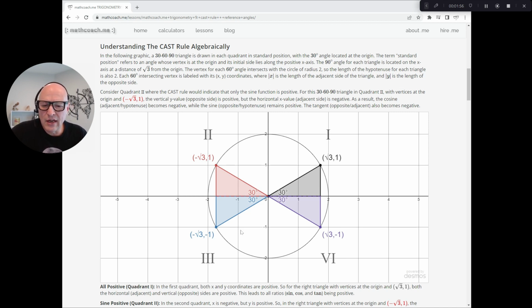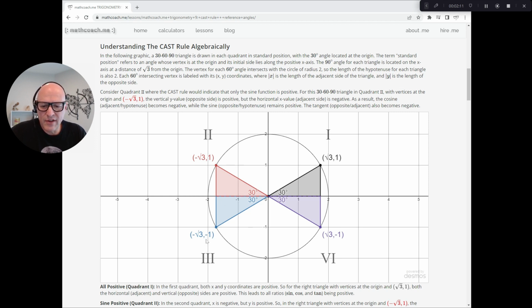When I apply that in quadrant 3, same effect. So in quadrant 3, applying the CAST rule, only the tangent function is positive. And the tangent function is opposite over the adjacent.